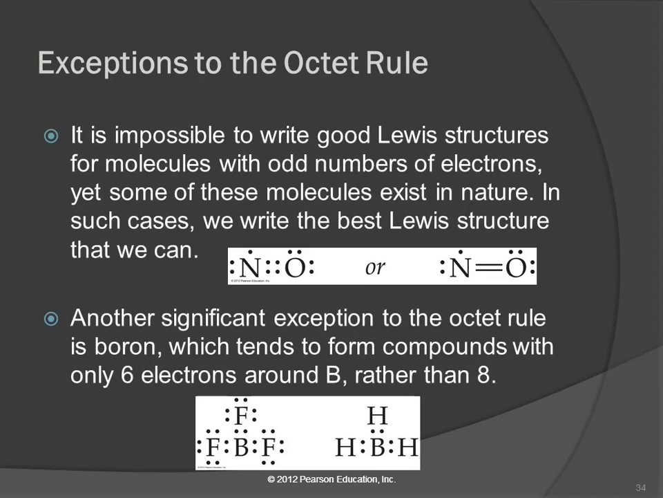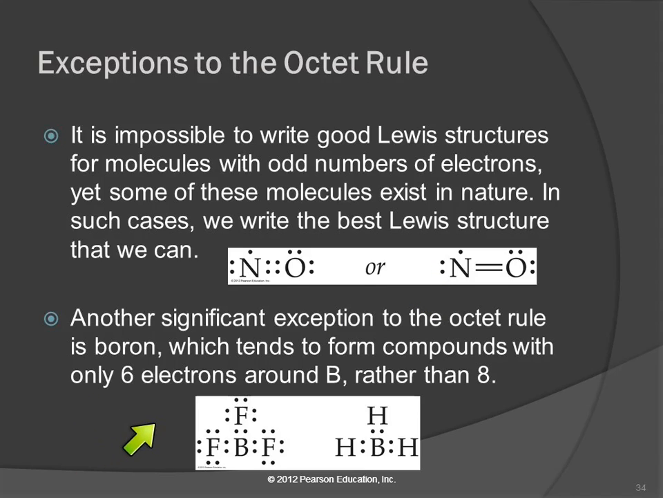Okay, so if we have something like NO, it's got an odd number of electrons. You can play with that all day, and there is no way you can make it come out so that each atom has 8 electrons. We'll just do the best that we can. The best we can do is for oxygen to have 8 and nitrogen to have 7. That's the closest you can get.